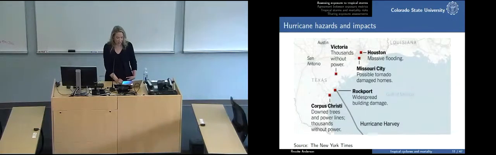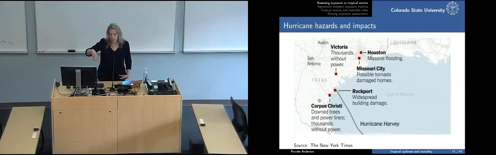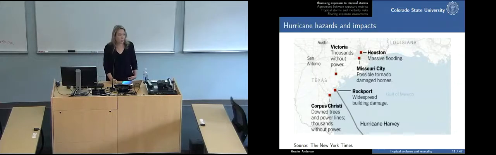This is from the New York Times. This is showing some of the impacts of Harvey. You can see where it made landfall. There were very heavy winds. There was a lot of damage to structures themselves. In areas around that, because of damage to trees, not necessarily building damage, there were lots and lots of power outages. Some of those lasted quite a while.